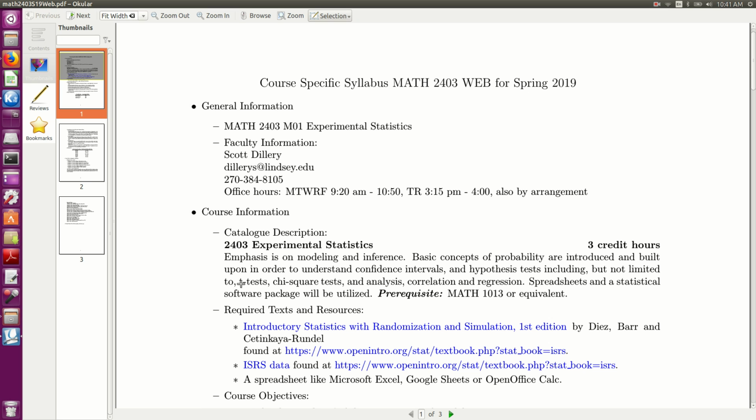Here's the syllabus. You should probably read it over yourself carefully, but the high points: it does mention me and my email right here, and my office phone. That's probably not the best way to get a hold of me. The email is the best. Office hours: besides these office hours, for this course we will try to arrange some times during the week. I'll take a poll and try to figure out when we can get together.